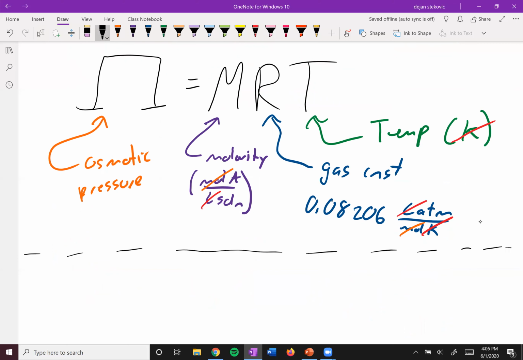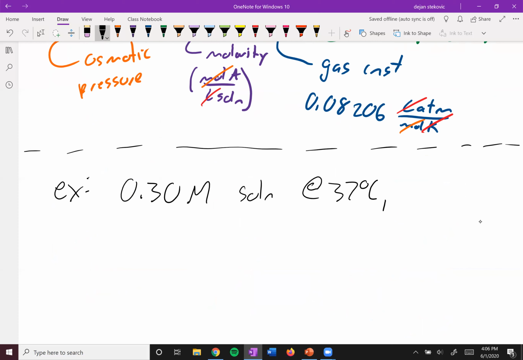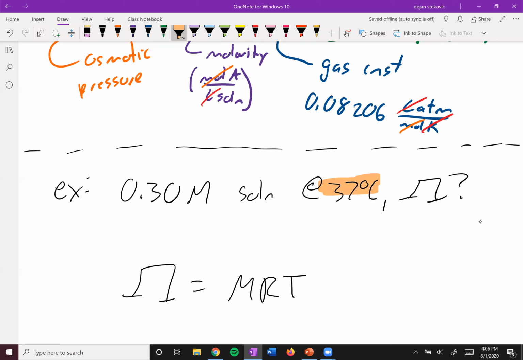These problems are relatively straightforward, plug and chug type of thing. So: a 0.3 molar solution at 37 degrees Celsius. What's the osmotic pressure? Remember our pi equals MRT, so we can just plug and chug. You do have to be a little bit careful: this is in degrees Celsius, but our equation must be in Kelvin. To go from degrees Celsius to Kelvin, we add 273.15, and this ends up being approximately 310 Kelvin.